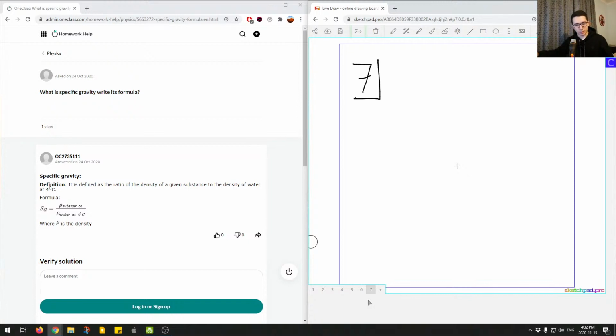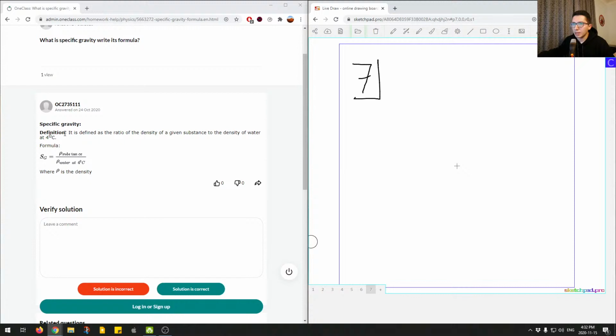Alright, so question number 7. What is specific gravity? And write its formula. So, specific gravity, let's look at the junior tutor's answer. So definition, it is defined as the ratio of the density of a given substance to the density of water at 4 degrees. So this is kind of just a word definition, and here's the equation.